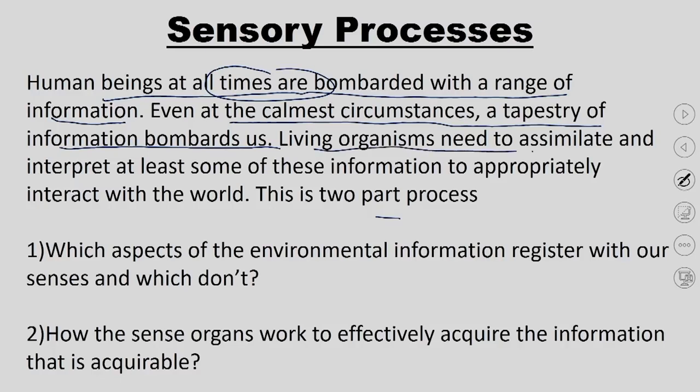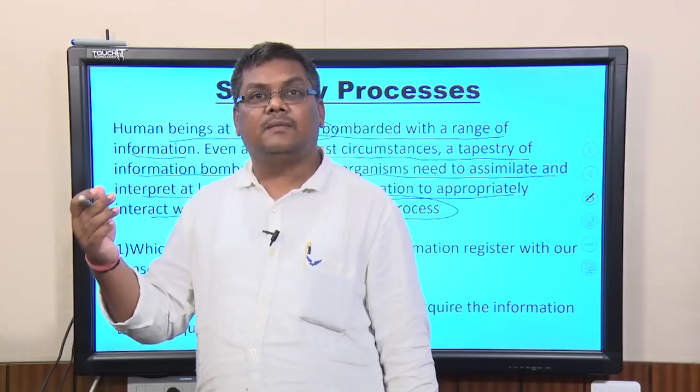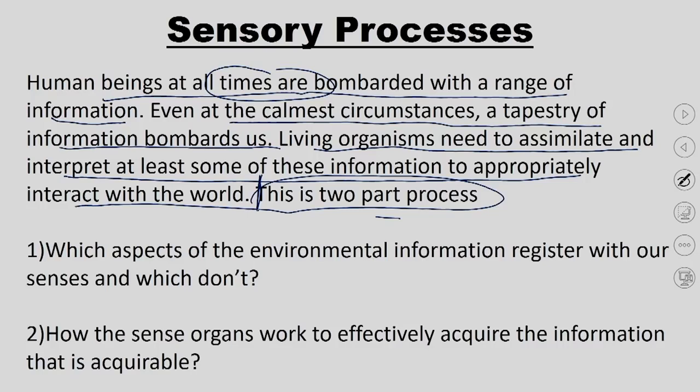Now, living organisms need to assimilate and interpret at least some of this information to appropriately interact with the world. This is a two-part process. This whole thing of how you convert the physical stimulus into the psychological stimulus is basically the act of sensation. Now, how does sensation really work? The process of how information from the environment is encoded in a form that the brain can read and interpret is a two-part process.